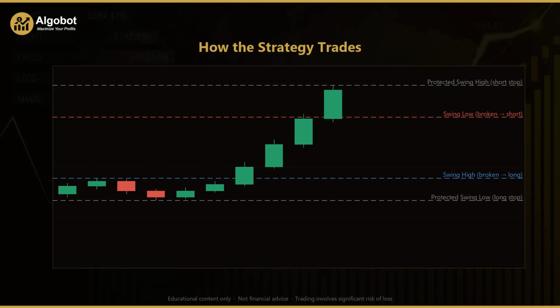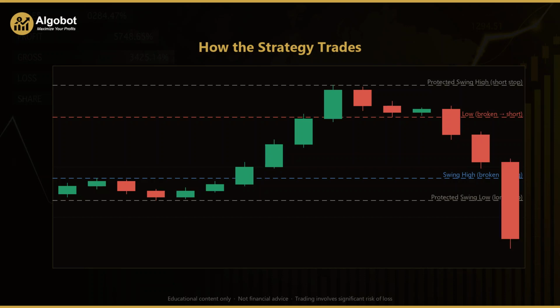Price then coils and pushes higher, and watch the breakout candle. It's noticeably larger than the candles before it, clearing the displacement filter, and it closes cleanly above the blue swing high. That's our bullish break of structure, and the buy entry fires right there. The stop loss tucks just under the protected swing low, and the take profit sits at twice that distance above. Price follows through, climbing steadily until it tags the take profit. That completes the long trade.